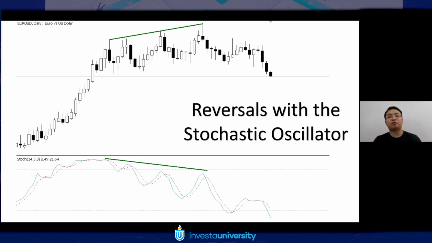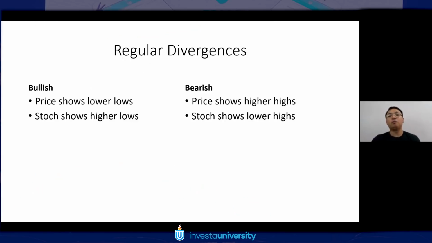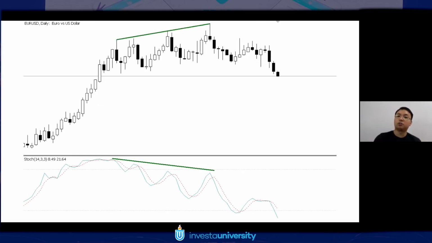So, whenever you have that type of scenario, what normally happens is that there is a reversal in the market. No? So, ito yung mga regular divergences natin. There's actually a lot of types of divergences, but we want to keep it simple when we're using our stochastic oscillator. Now, meron tayong dalawa niyan. You have your bullish regular divergence, and then you have your bearish regular divergence. Yung bullish regular divergence natin is that your price shows you lower lows while your indicator shows you higher lows. Okay? Let me repeat. Price shows you lower lows, and then your indicator shows you higher lows.